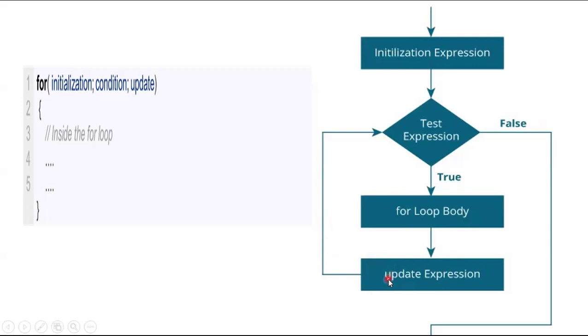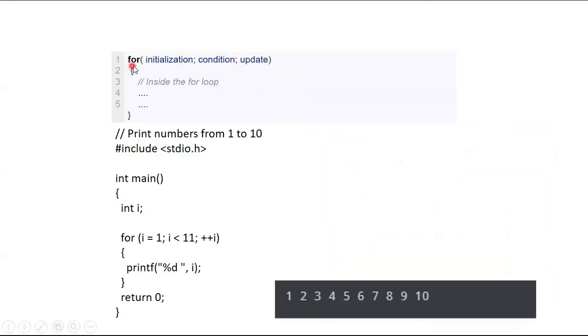Once the update step is completed, the for loop will check the condition again. If it evaluates to true, the body of the for loop will be executed, followed by the update statement. The above step will continue until the condition returns false. Once the condition becomes false, the for loop will terminate and the program comes out of the for loop. So the syntax is for initialization, condition, and update.